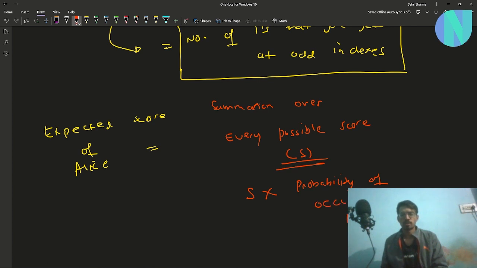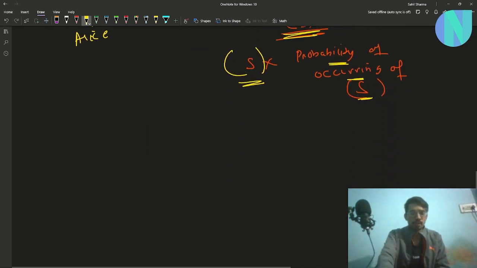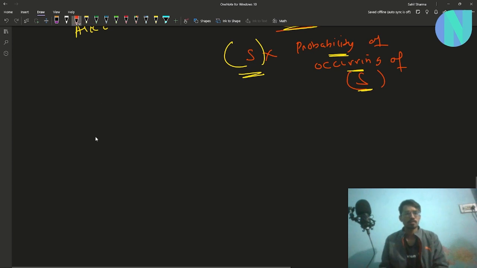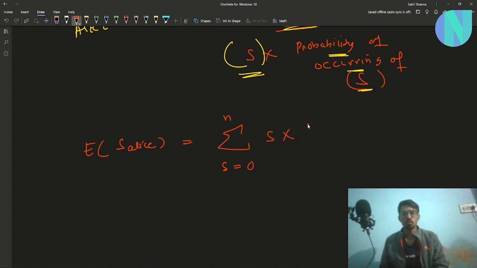That is how we define expected value, right? So this is just the formula for expected value: summation over every possible score S of S into the probability of occurring of S. And if you want to write this mathematically, we can write the expected value of the score of Alice as the summation over every possible score S going from 0 up to n of S into the probability of occurring of S, that is P of S.